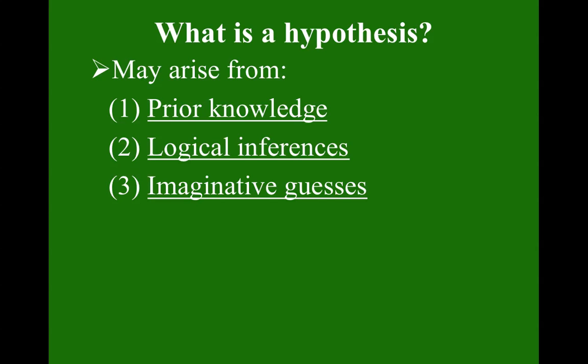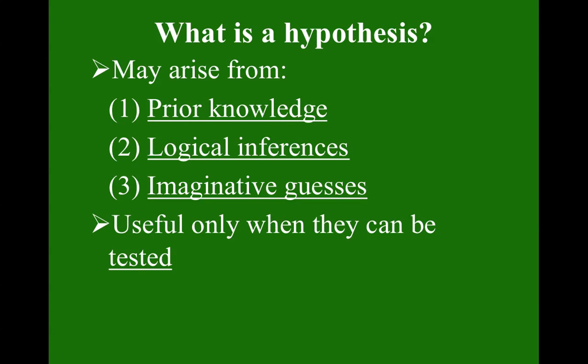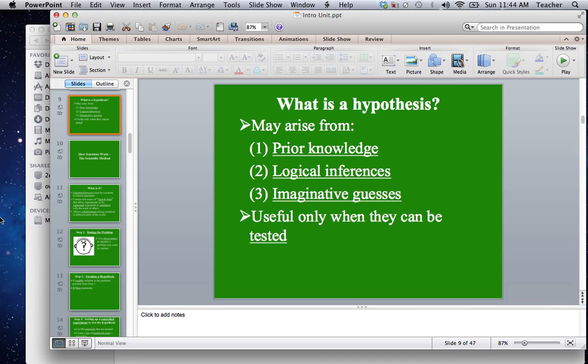No matter how we create that hypothesis, though, we have to keep in mind that these are useful only when they can be tested. If we can't test the hypothesis, then it really doesn't do us a lot of good. Okay. So in our next section, talking about the scientific method, we will actually go through the steps of the scientific method and outline exactly how scientists use the scientific method.